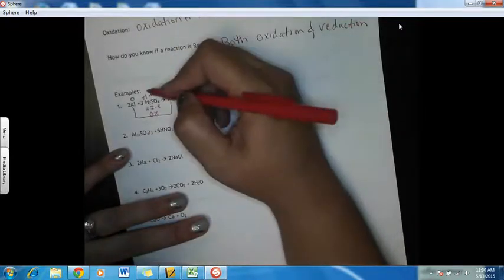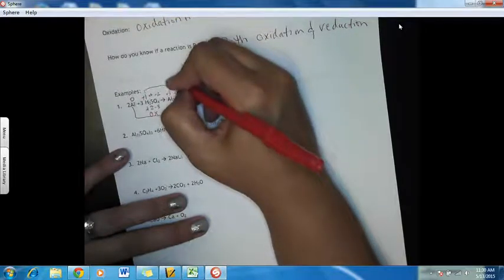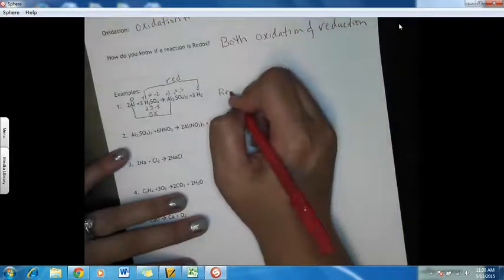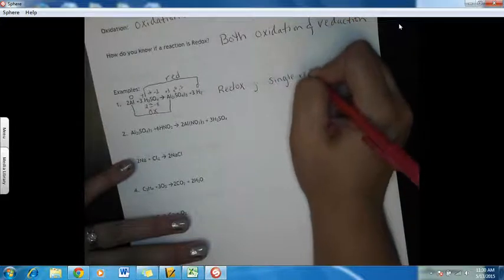So let's look and see. Aluminum went from 0 to +3. Its oxidation number increased. So that means it oxidized. Well, then hydrogen went from a +1 to a 0. Its oxidation number decreased. So it underwent reduction or was reduced. So we have something oxidized and something reduced. And so this is a redox reaction. We also know this to be a single replacement reaction. Remember, we called this before a single replacement reaction.